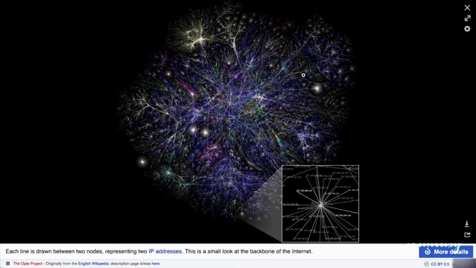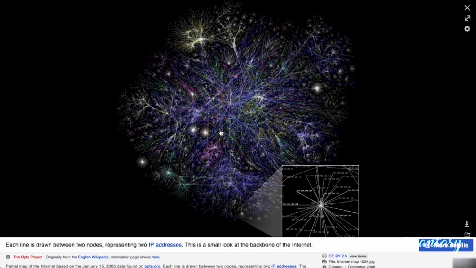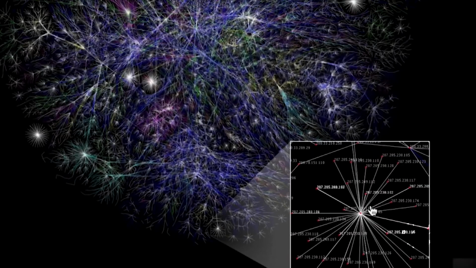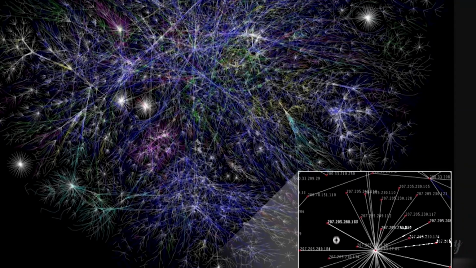This is my favorite graph. It's by the Opte Project, and it is a partial map of the internet. If you look here, you see that we have IP addresses connecting to IP addresses, and these are all nodes connected to create the internet. Pretty spectacular, right? That is the best example of a graph.